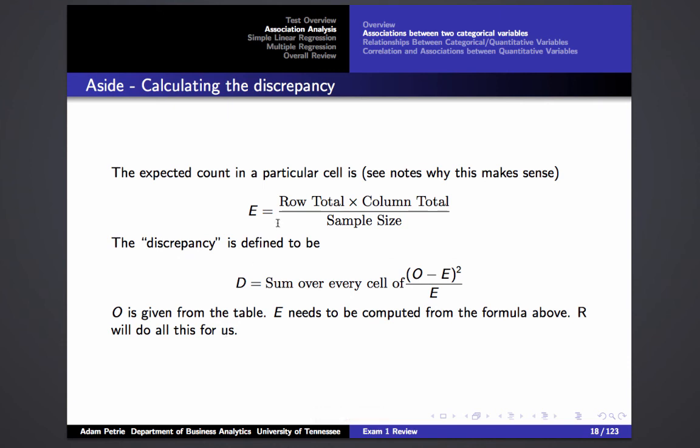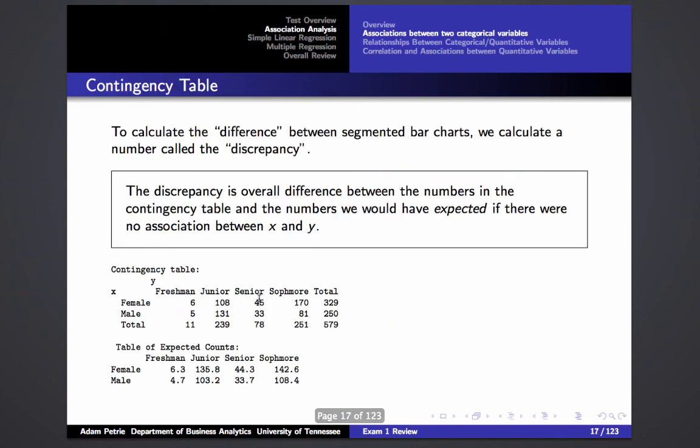Well, as an aside, we have formulas that tell us how we get the expected count, and it's really easy. If I want to know the expected count for this cell right here, we look at the row total, multiply that by the column total, and then divide by the grand total. So 250 times 78 over 579 is 33.7.